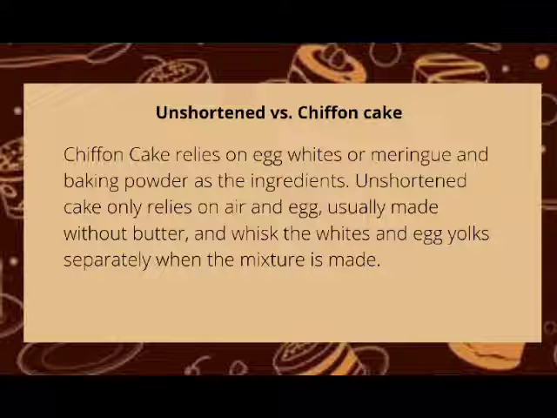The difference between chiffon cake and unshortened cake. Chiffon cake relies on egg whites or meringue and baking powder as the ingredients. Unshortened cake only relies on air and egg, usually made without butter, and the egg white and egg yolk are whisked separately when the mixture is made.